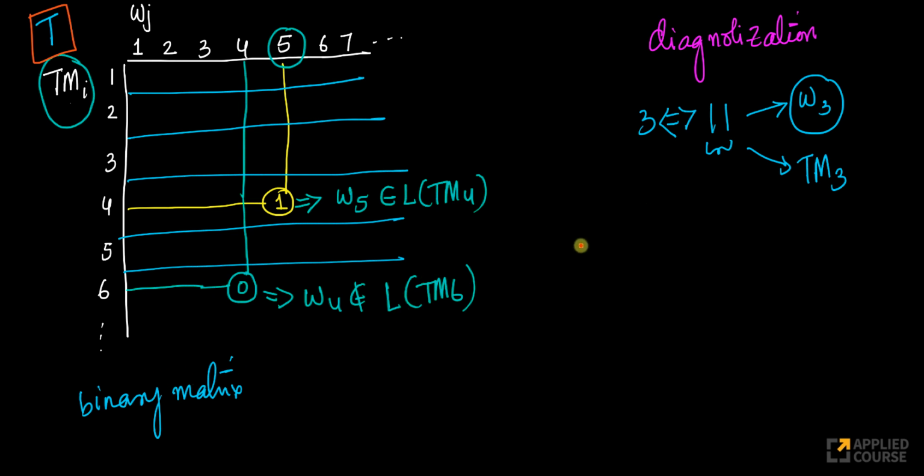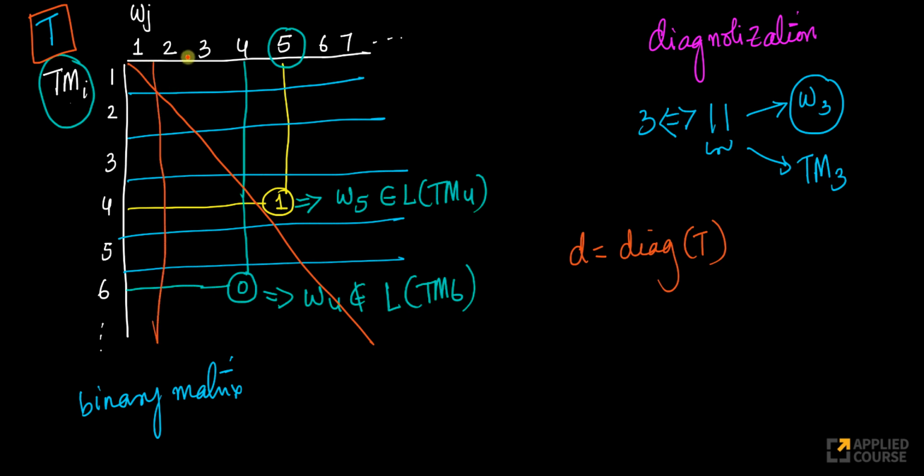Now I'll define a vector called D. This vector D is nothing but the diagonal of this matrix T. What is a diagonal? Diagonal is these cells, right? First row, first column, this value. Second row, second column, this is in the diagonal. Similarly, 4 is the diagonal. So on and so forth, right?